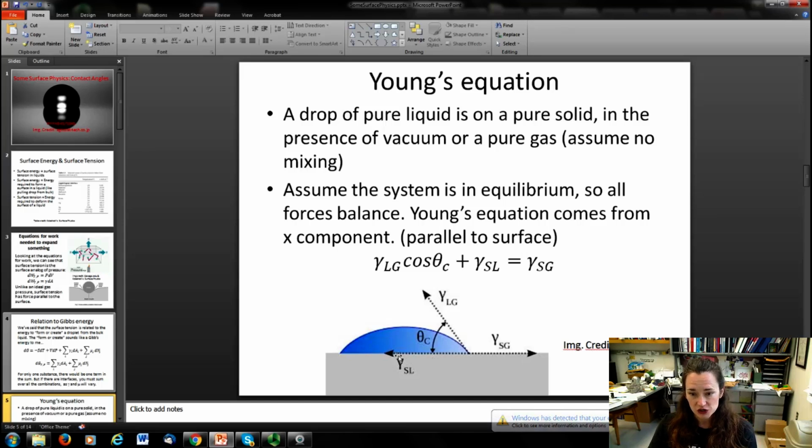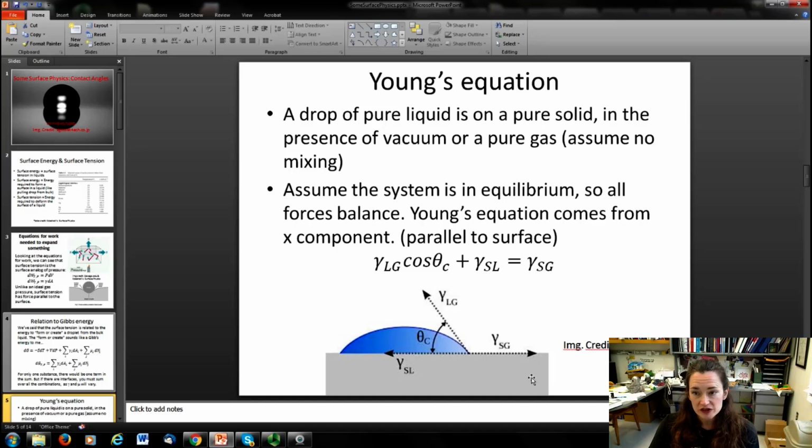Now, you've also got a surface tension between the solid and the liquid. And like I said, the surface tension pulls parallel to the interface between the two things. So if we have a flat surface, then that surface tension is going to pull in a straight line that points along the surface. We also have a surface tension between the solid and the gas, okay? And that pulls in the opposite direction, but also parallel to the surface.